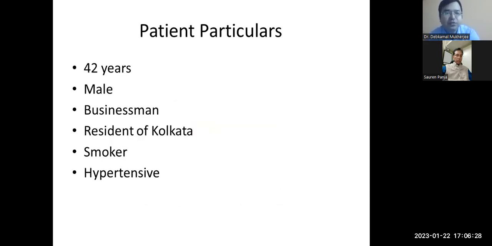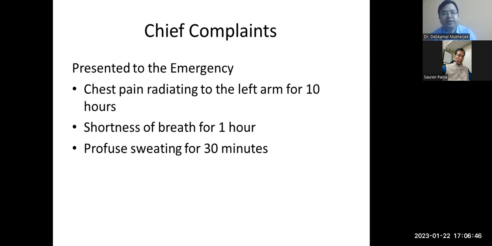We had this patient who was a 42-year-old male. He was a businessman, resident of Kolkata. He was an active smoker, and he was hypertensive on 5 milligrams of amlodipine daily. This patient presented to our emergency department with history of chest pain radiating to his left arm for last 10 hours. He was very short of breath for last 1 hour, and he was profusely sweating for last 30 minutes.